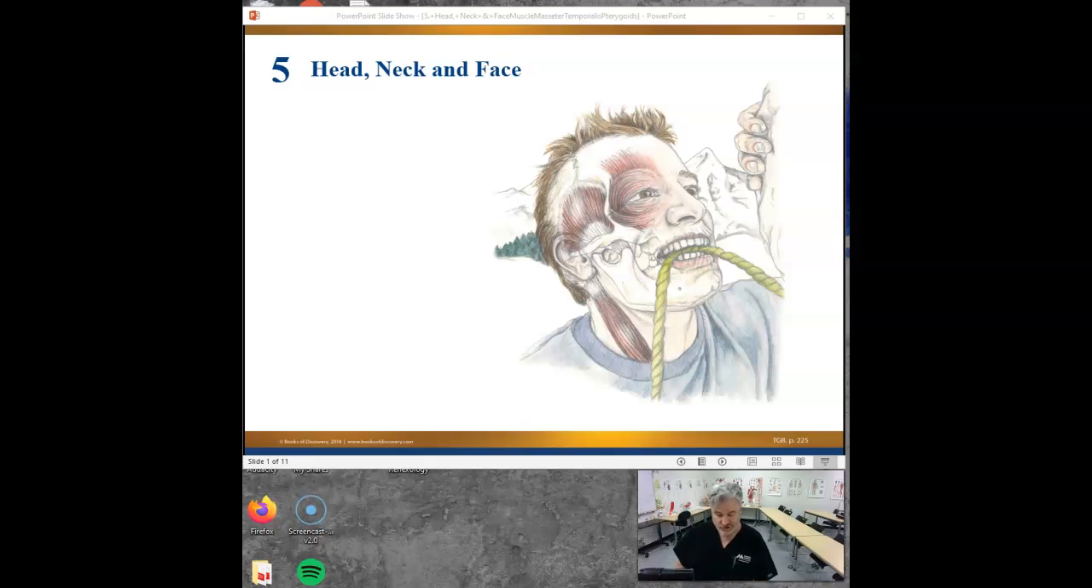All right, I got one for you, Miss Trotter. Which calf muscle only plantar flexes the foot but does not flex the knee?